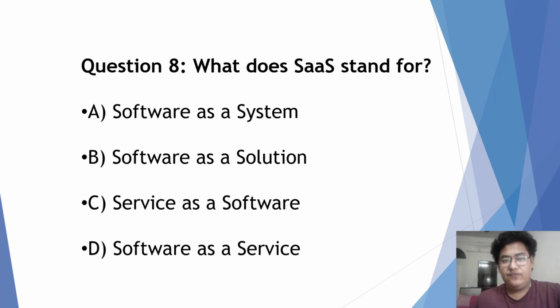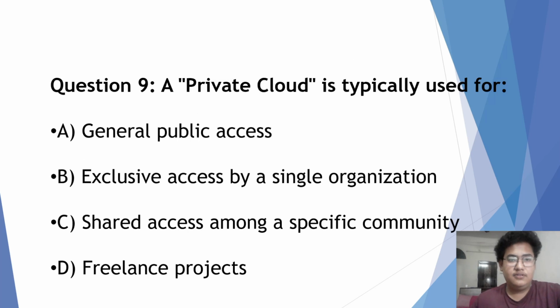What does SaaS stand for? It is the easy one, we all know it. Software as a system, software as a solution, software as a service as a software, or software as a service. Option D, software as a service. A private cloud is typically used for what? General public access, exclusive access by a single organization, shared access among a specific community, or a freelance project. The correct answer is exclusive access by a single organization.